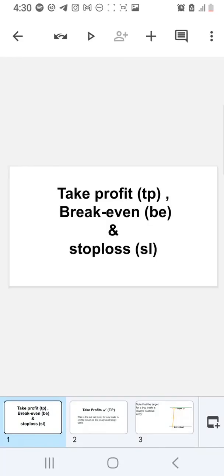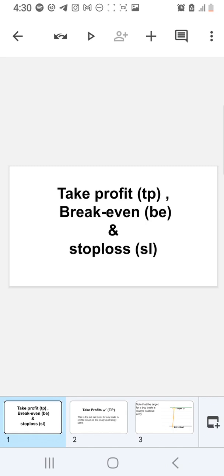Cool. So in this episode, we'll be talking about the take profit, the break even, and the stop loss. And this is very important since we've learned in the previous episode how to take trades, enter trades, and the types of trade execution. Now we want to look at the take profits, break even, and stop loss for trades.